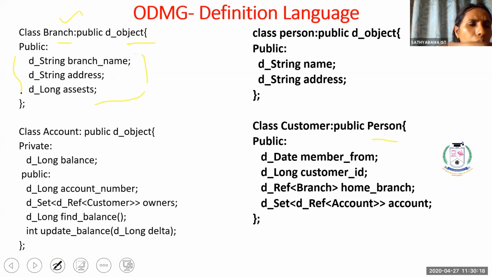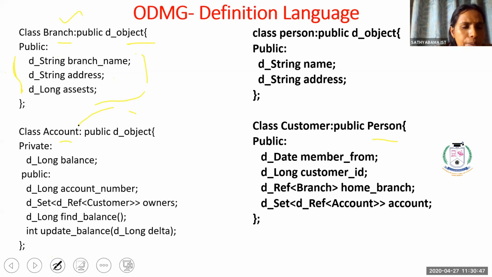Here all the data types must be preceded with D underscore. The D represents database, so it is D underscore string. These are called ODL literals. Now, once the definition of class branch is done and the class is closed, in a similar way you have to define the second class, called account. This is also inherited from your root persistent object, the D object.